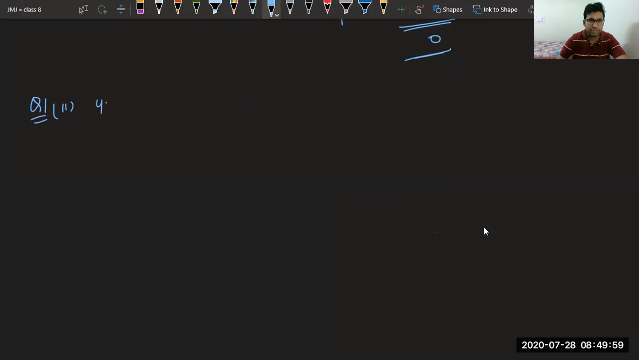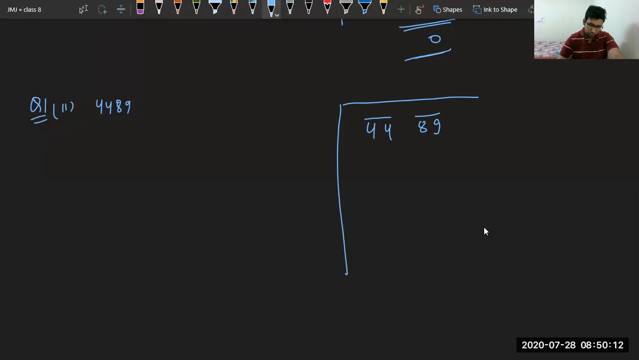4489. Please see carefully. Same procedure. Make these lines. Write the number. Make the pairs from the right end. First pair, second pair. Now, if you observe, we want a number whose square is either 44 or less than 44, and that number is 6.